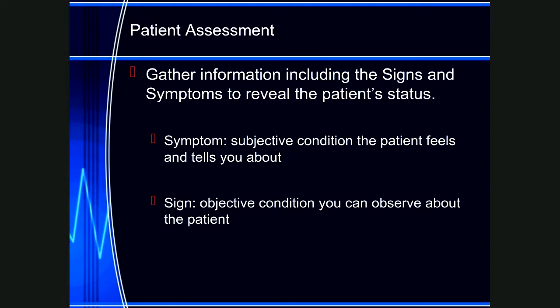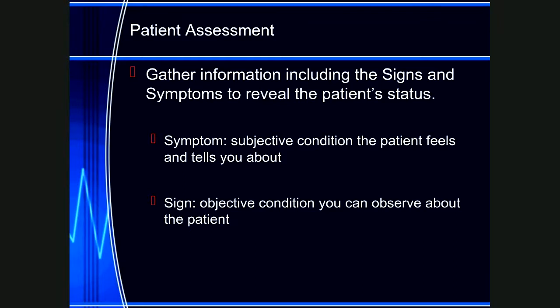Symptoms are an indication of the patient's condition that is subjective. It cannot be observed by you. It is what the patient tells you, how they are feeling. A sign is an indication of the patient's condition that is objective, meaning it's observed by you. It can be seen, heard, felt, and smelled.